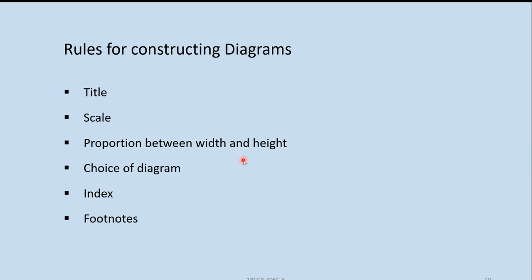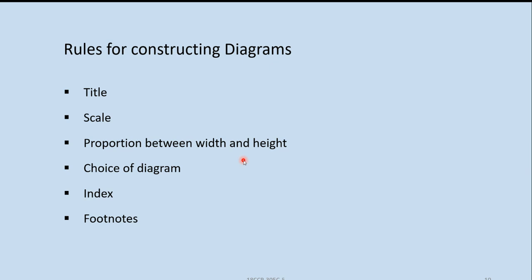Then which part of the data is shown in the picture at a certain point, at a certain place, we have to clearly show. That is called the index. Footnotes: if something is to be conveyed to the user for understanding the big picture better, we have to use some notes below the graph paper or to the side of the graph paper.